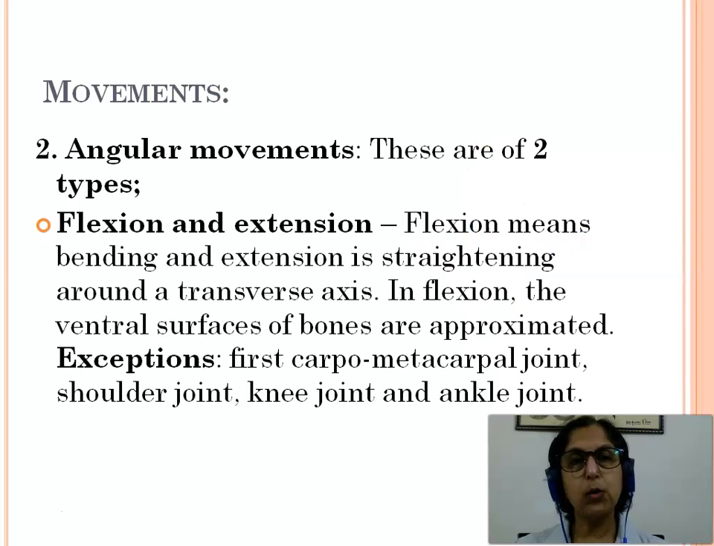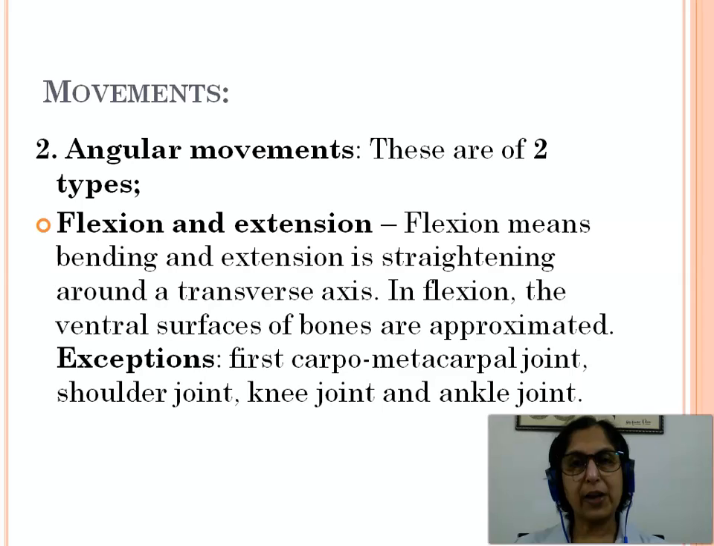Next we see the angular movements. These again are of 2 types: flexion and extension, and abduction and adduction. Now when we talk of flexion and extension, flexion means bending and extension is straightening, and these movements occur along a transverse axis. Now in flexion, the ventral surfaces of the bones that form the joint are approximated. There are a few exceptions to this, and those are the first carpometacarpal joint, the shoulder joint, knee joint, and the ankle joint.